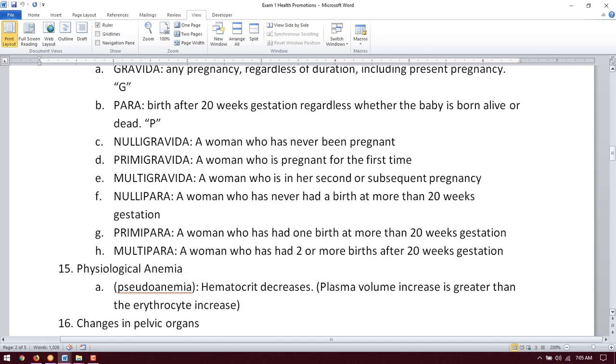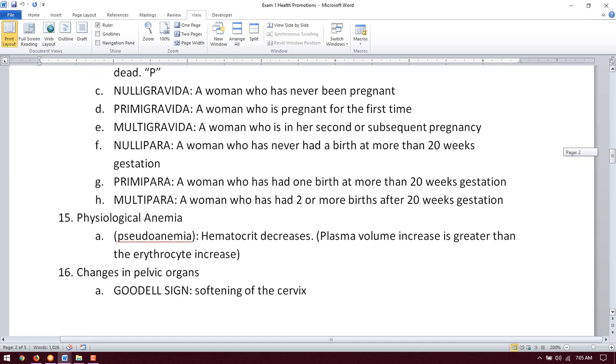Multigravida, second or more. Nullipara, never had a birth at more than 20 weeks. Primipara, one birth after 20 weeks. And multipara, two births or more after 20 weeks. So review all those definitions there.